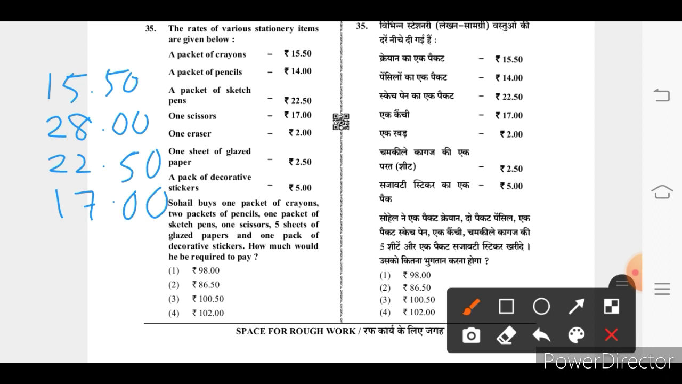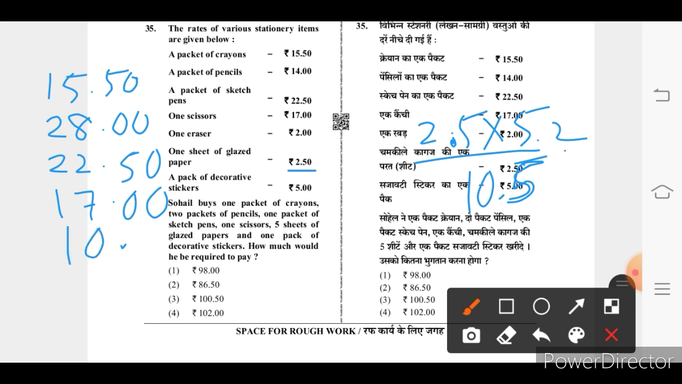5 sheets of glazed paper. 1 sheet of glazed paper value is 2.50, and for 5 sheets, 2.5 into 5. 5 5s are 25, so after one digit we have the point. This is 10 point, 12 point, plus 2, so 12.50. Next, 5 sheets of glazed paper and 1 packet of decorative stickers.